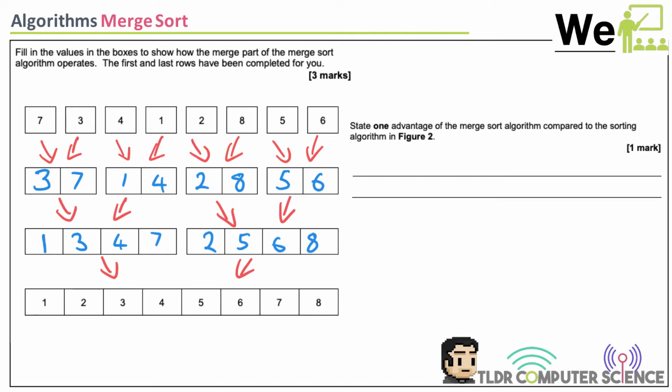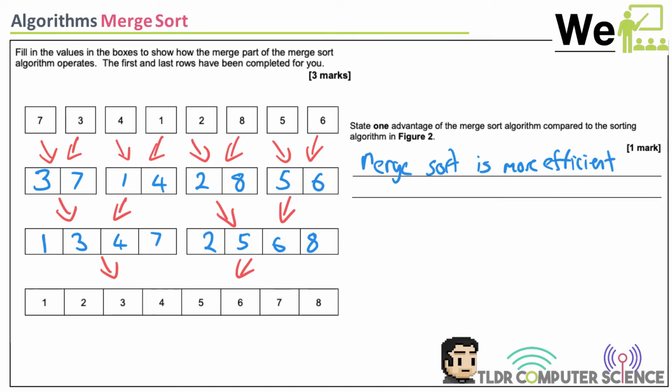Can you just talk about it in the figure 2? Well, let's assume it's a bubble sort in figure 2, because that's the only 2 that you know about. So what's the advantage? What was the word? Efficient. Merge sort is more efficient.